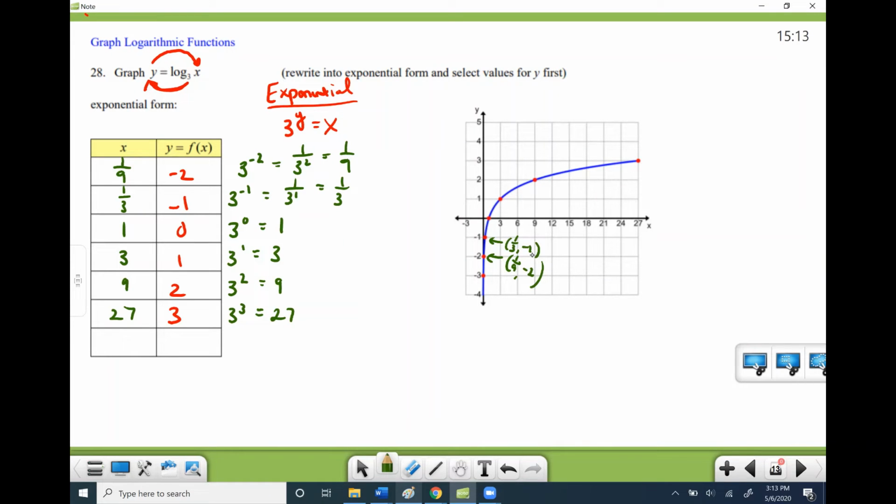Then 1, 0 must be this one. And that looks like that's about 1 if I'm counting by threes, huh? 3, 1, finally something on a corner, cool. 9, 2, also on a corner, beautiful. And 27, 3. Okay, this looks great. So do you guys have any questions on this process for graphing a logarithm?